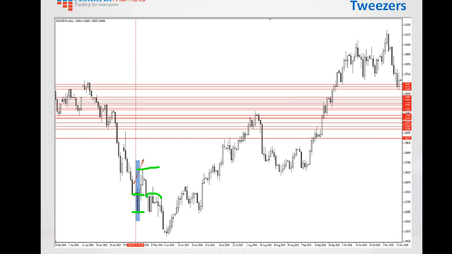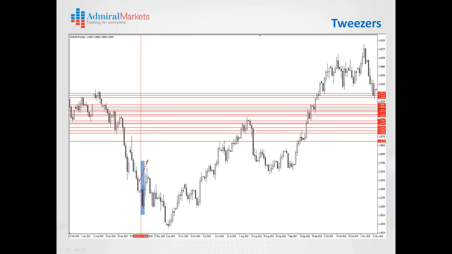Here, the tweezers. Just right to this. Yeah, the tweezers. Tweezers bottom. Look at this. Remember, this is daily time frame, and the price spiked up after this high has been broken for a good 120, 150, or almost 200 pips. You mean this one? Yeah, here? That one. Yeah. Tweezers. This one is the piercing one.